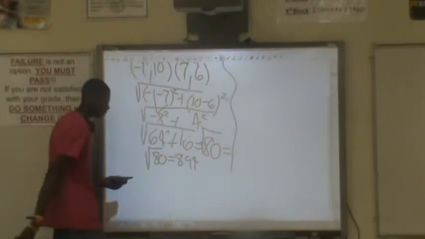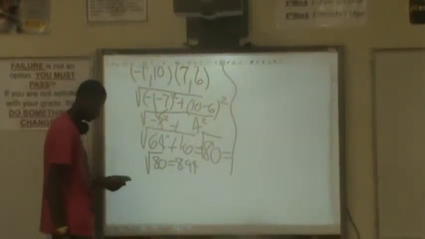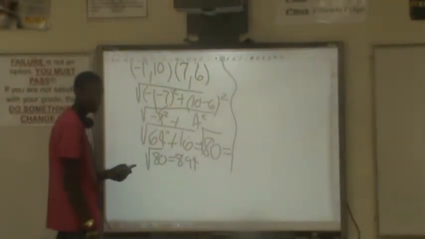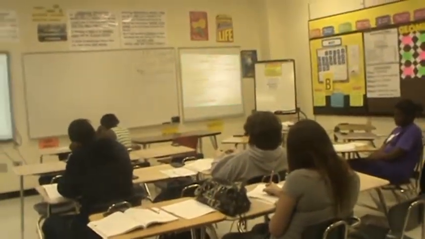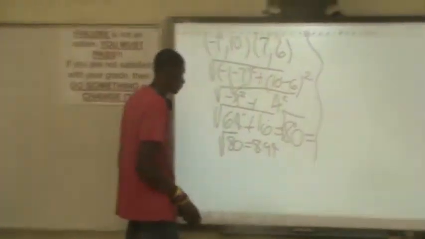Very good. Now he's going to write a complete sentence. So that 8.94 represents what? Someone please help him out, help out your classmate. That 8.94 represents what? The distance between the sandbox and the water fountain. Say it one more time. The distance between the sandbox and the water fountain. Correct. So go ahead and write one complete sentence, please.